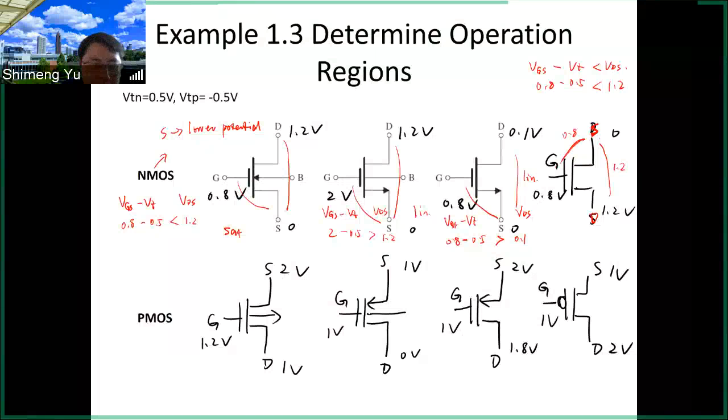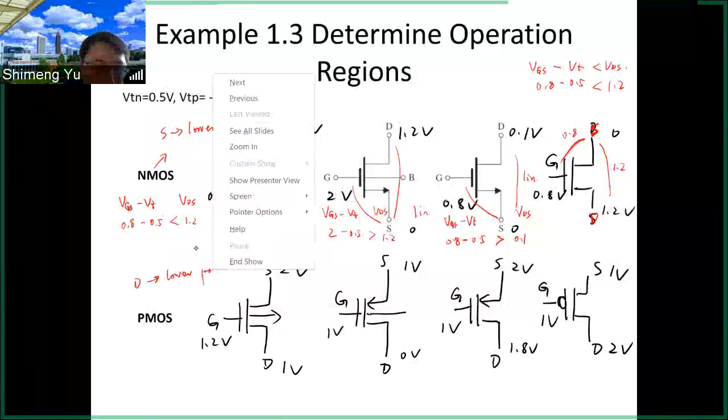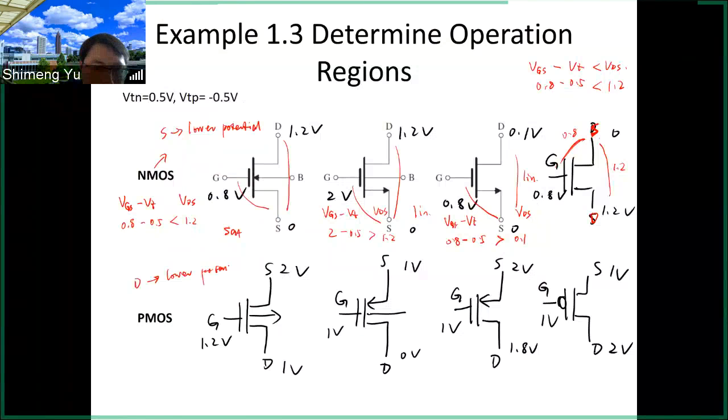First of all, for the PMOS, you need to understand which is source and which is the drain. If NMOS source is the lower potential, that means PMOS drain is lower potential. Everything is reversed. In this case, these labels are correct. So drain is lower potential, source is higher potential.